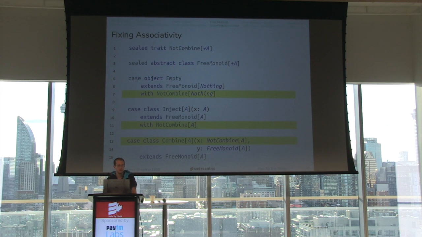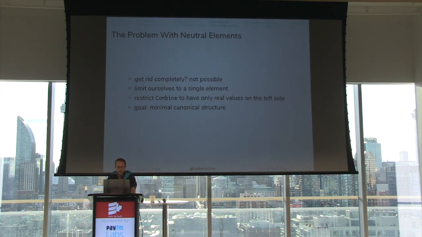Okay, so how can we enforce this during construction time? We can tag everything that is not a combine operation. So we have the trait NotCombine, and we tag empty with NotCombine and inject with NotCombine. And then we allow on the left-hand side of the combine function only values that are NotCombine. So we just exclude combine. It's not allowed to play with the others. Okay, so at least we got rid of this one.